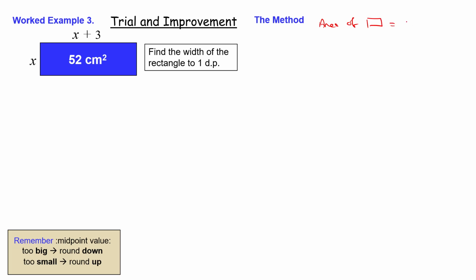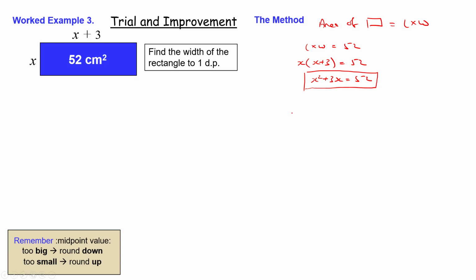Area is equal to length times width. So what we have here then is length times width is equal to 52. The length is x plus 3 and the width is x. So we can say x times x plus 3 equals 52. And when we expand that out, we get x squared plus 3x equals 52. So we've now got an equation, and we need to use trial and improvement then to solve for x.